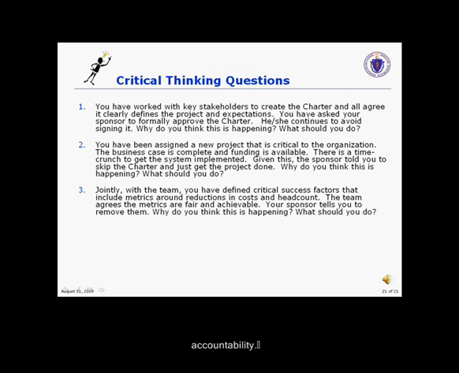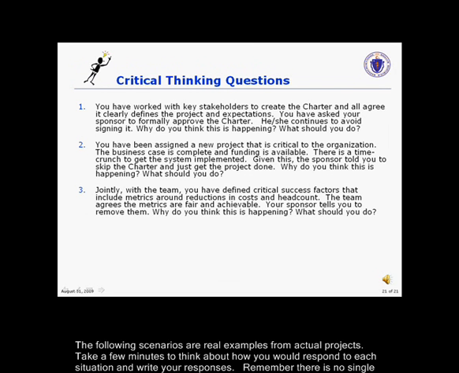Critical thinking questions. The following scenarios are real-time examples from actual projects. Take a few minutes to think about how you would respond to each situation and write your responses. Remember, there is no single right answer.